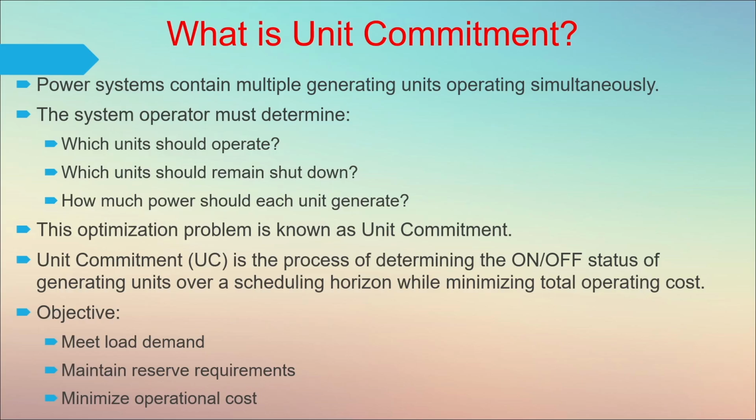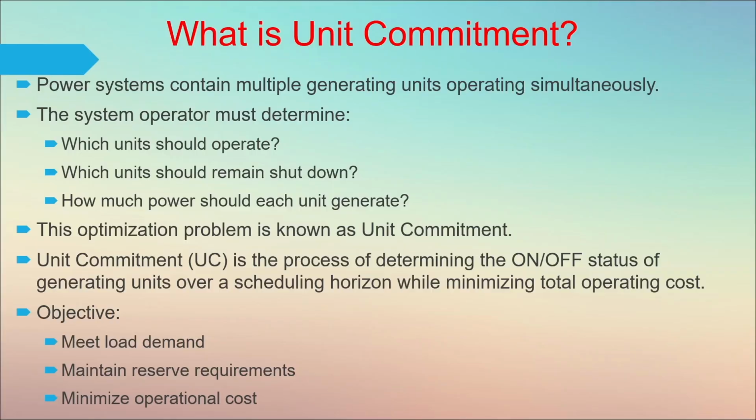Next is another application of genetic algorithm to a power system optimization problem. What is this power system optimization problem? That is the unit commitment problem. What is this unit commitment? Before understanding unit commitment, let us have a glance at what a power system is. A power system consists of multiple power generating units operating simultaneously. When you get into a power system, you can find a lot of power generating units, and all of them are operating simultaneously.